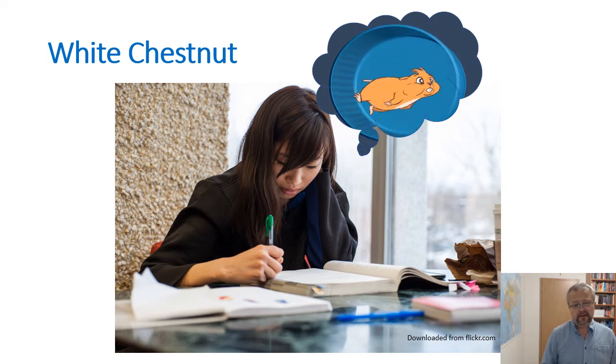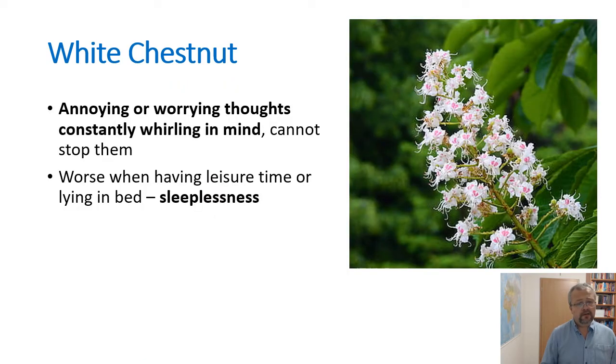And it's white chestnut, annoying thoughts that whirl in circles and do not solve the problem, but they annoy all the time, and the patient cannot stop them. It's usually worse when the mind doesn't have much to do, for example, when the patient has rest or wants to sleep. So it can lead to sleeplessness. It's one of the most frequently used remedies for sleeplessness.